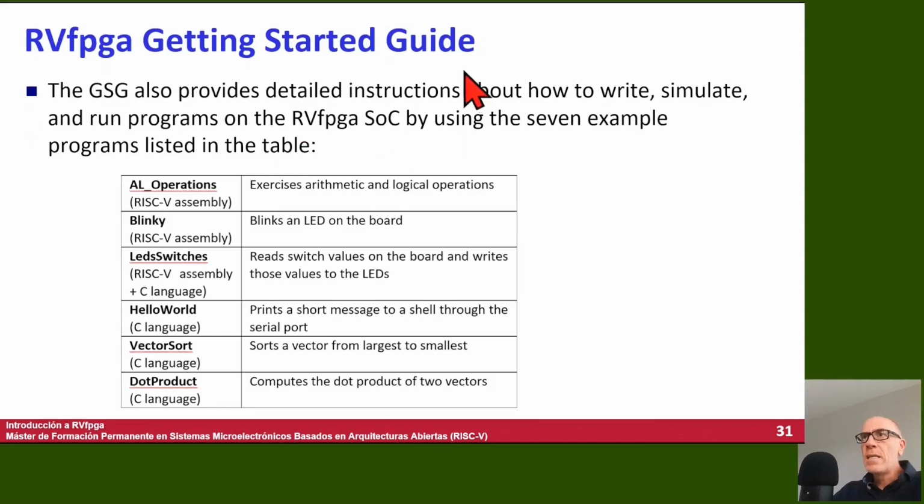The Getting Started guide also provides detailed instructions on writing, simulating, and running programs in the SoC through examples. It includes 3 examples in RISC-V assembly and 4 in high-level C language. One example, the LED switches, is provided in both languages. These examples either run algorithms or interact with peripherals to showcase various functionalities. For instance, one calculates vector dot products, while another blinks an LED on the board.